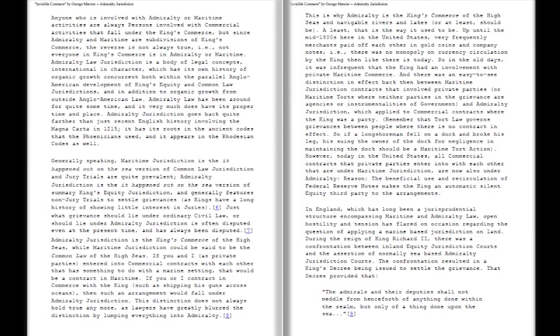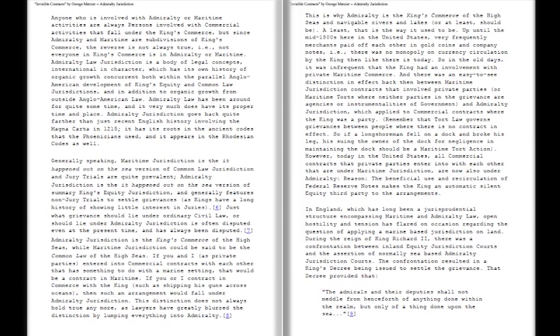6. Just what grievance should lie under ordinary civil law, or should lie under admiralty jurisdiction is often disputed, even at the present time, and has always been disputed. 7. Admiralty jurisdiction is the King's commerce of the high seas, while maritime jurisdiction could be said to be the common law of the high seas. If you and I, as private parties, entered into commercial contracts with each other that has something to do with a marine setting, that would be a contract in maritime.